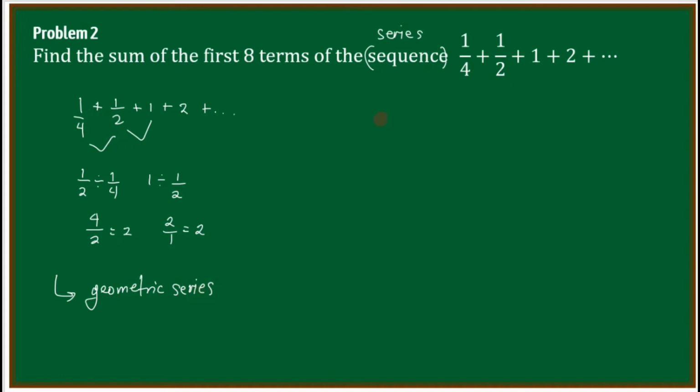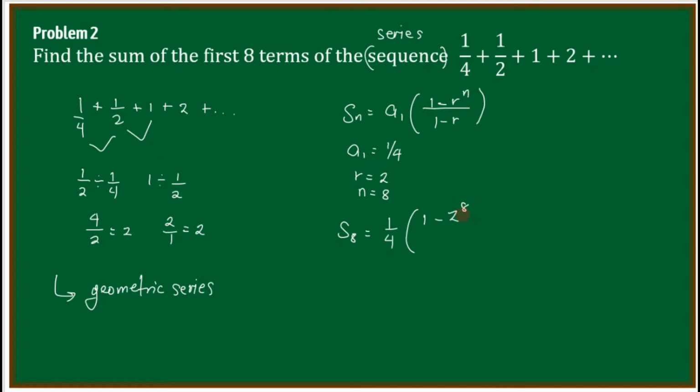So, alam naman natin ang formula ng geometric series ay sum S sub n is equal to a sub 1 times 1 minus the common ratio raised to n divided by 1 minus r. So, ang given natin, 'yung first term na 1/4, common ratio natin is 2. Then, ang n natin ay first 8 terms. So, 8. So, let's solve. So, S sub 8 is equal to a sub 1, 1/4, times 1 minus 2 raised to 8 divided by 1 minus 2.